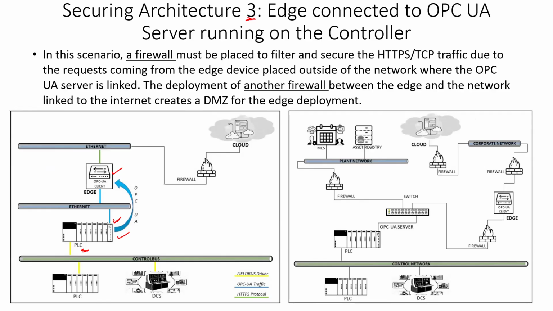Now, since the edge device is located outside the control network, we must deploy a firewall to filter and secure the incoming HTTPS or TCP requests. So this is essential to protect the integrity of the network. But that's not all. We also need another firewall between the edge and the control network. We need to secure this area or communication.